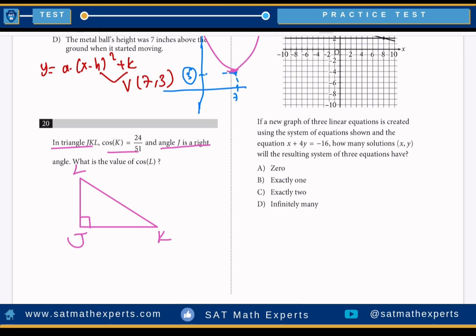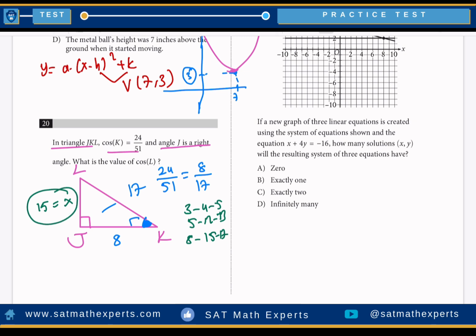So 24 over 51. This is a decimal. 24 over 51. I think you can simplify this one. Divide by 3, 8 and 17. Very good. So cosine K. Cosine is adjacent over hypotenuse. Adjacent over hypotenuse, which is 8 over 17. From the Pythagorean theorem, you can find the x value here. Or I just remind you of the special triangles 3, 4, 5 and 5, 12, 13. I told you this one in the videos. The other one is 8, 15, and 17. So definitely this value will be 15 if you use the Pythagorean theorem.